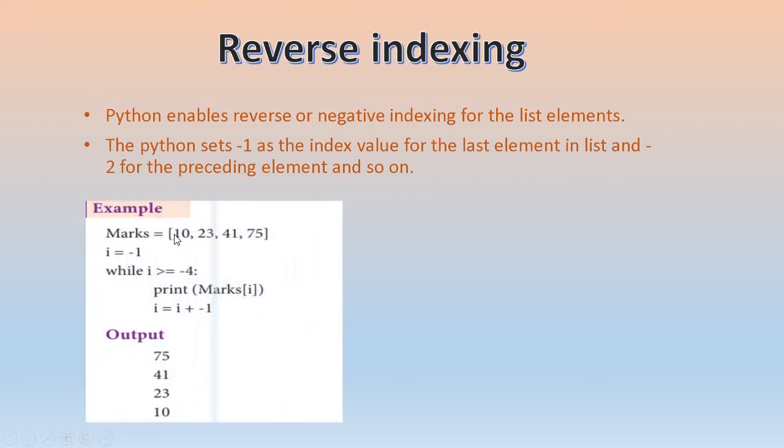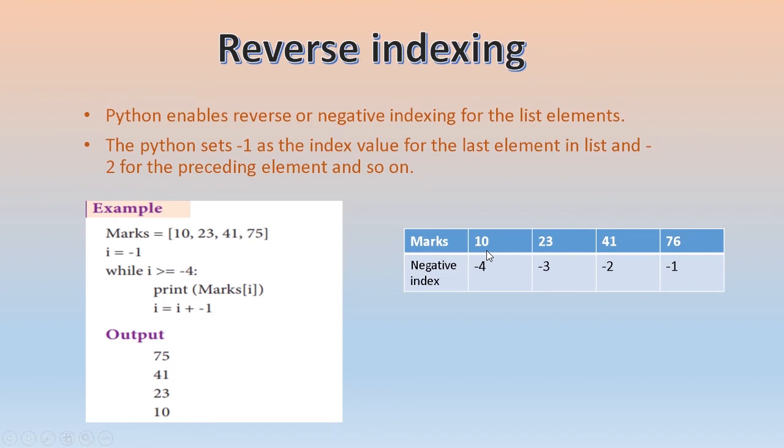For example, marks is equal to 10, 23, 41, 75. 4 elements are there. I want to print these elements in the reverse order. That means 75 should be printed first, next 41, 23, 10. Then I am going to make use of the negative indexing or reverse indexing. So i is equal to -1, because 75, see here, 10, 23, 41, 75. What is the negative index value for 75? You have to write the index starting from the last value. So 75 is having the last index value as -1, next -2, -3, 10 will be having -4.